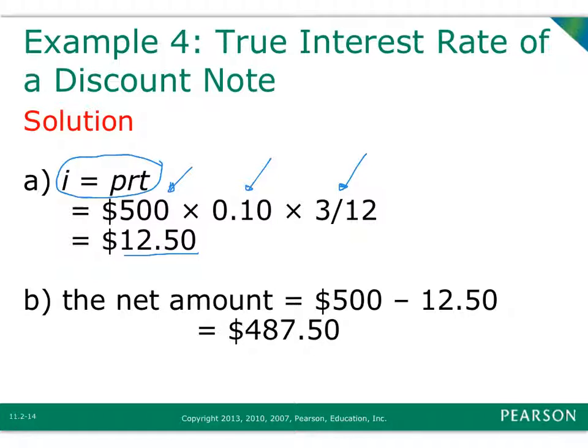In part B, the amount that Sigrid actually obtains from the discount note is $500 minus $12.50. So when she walks out of the bank, or the place that is lending her money, she gets $487.50.